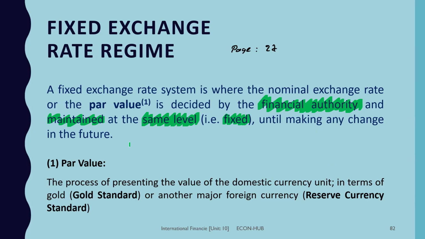So what is this par value? The process of presenting the value of the domestic currency unit in terms of gold. That's what we call the gold standard. Or in terms of another major foreign currency, right? If you use a currency and show this, that's called the reserve currency standard.